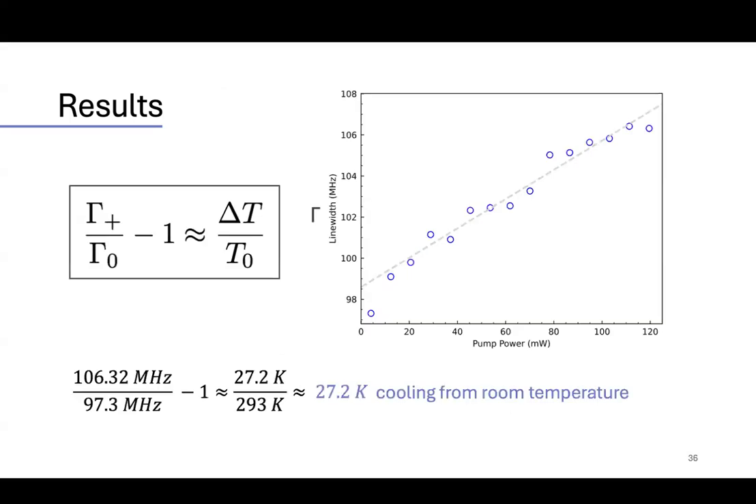So reintroducing our cooling figure of merit here, we find that we have cooled a band of traveling wave phonons in fiber by about 27 Kelvin, or about 9.3%. That would be the C value.